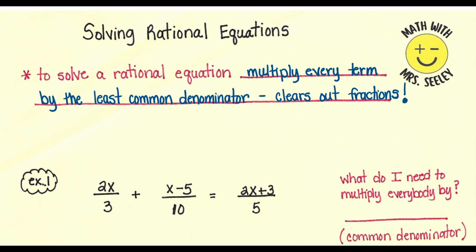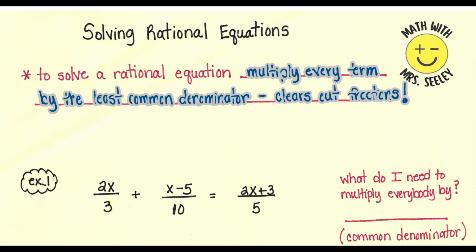To solve a rational equation, you need to multiply every term by the least common denominator. That's going to clear out your fractions and give you a really nice equation to work with. So let's take a look at this first example.